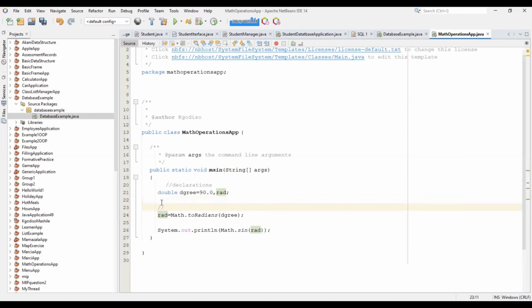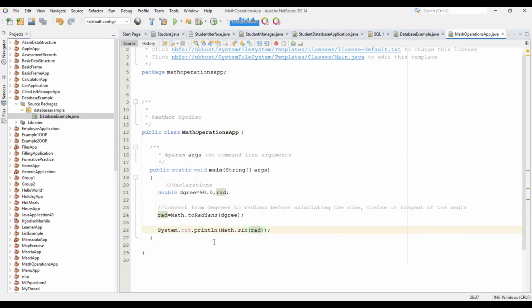Let me just give a comment here. Convert from degrees to radians, which is found in calculus, before calculating the sine, cos, or tangent of the angle. So before you can calculate the sine, the cos, or the tan of the angle, you need to first convert it into radians. So you're going to use this 2 radians, and then it's going to give you that in a double form. Then you can put it inside there.